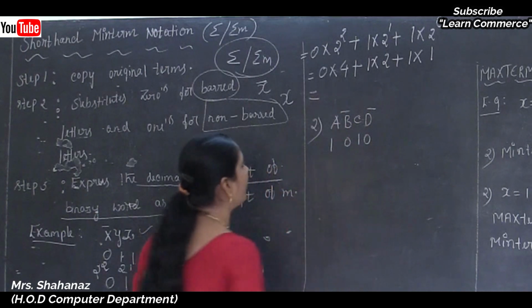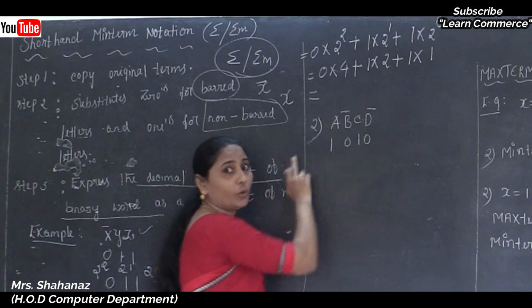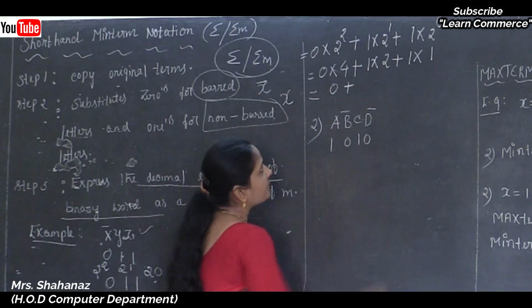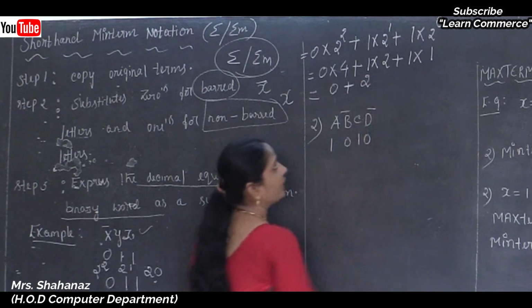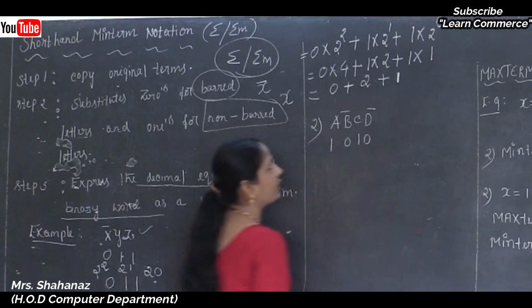Next, 0 into 4, when you multiply 0 into 4, the value is always 0, plus 1 into 2, the value is 2 here, and plus the next one, 1 into 1, the value is 1.